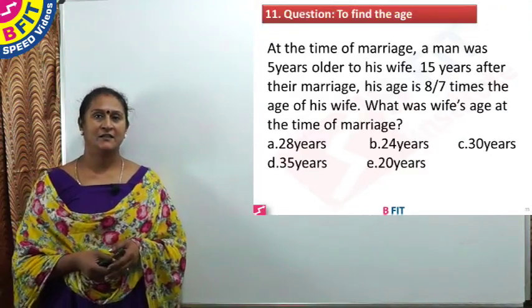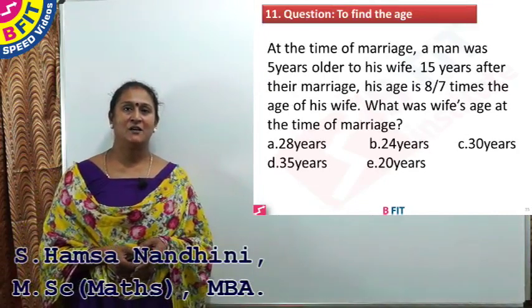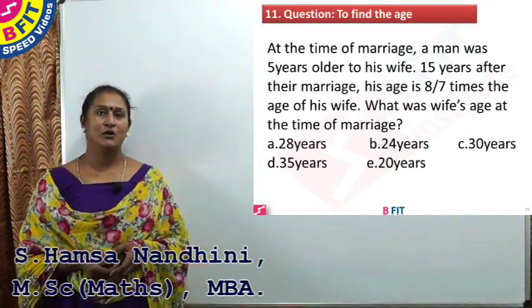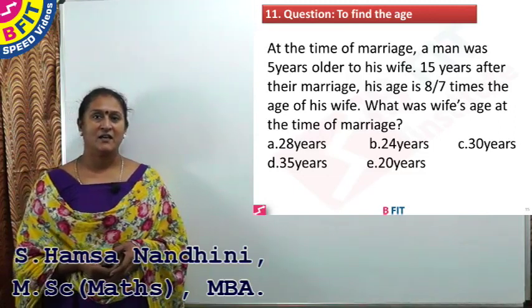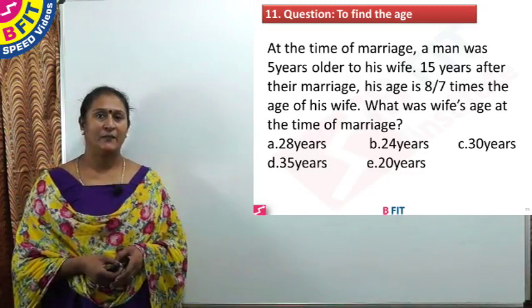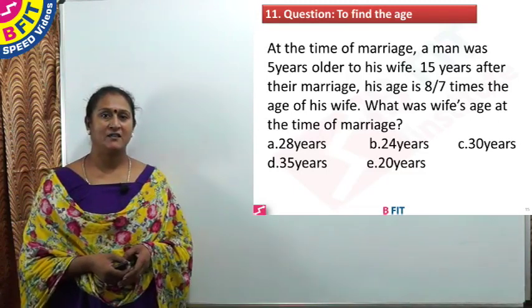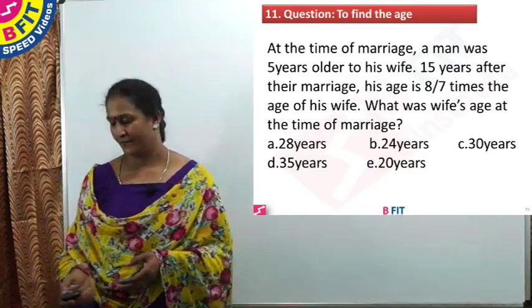So the next question, question number 11. At the time of marriage, a man was 5 years older than his wife. 15 years after their marriage, his age is 8 by 7 times the age of his wife. What was the wife's age at the time of marriage? So we'll see the working.